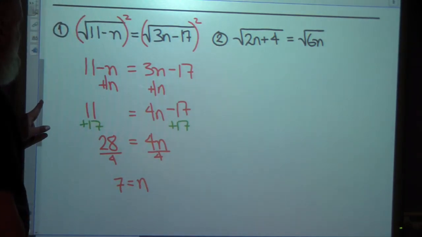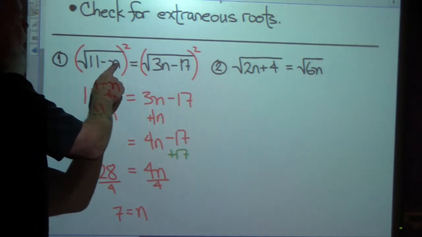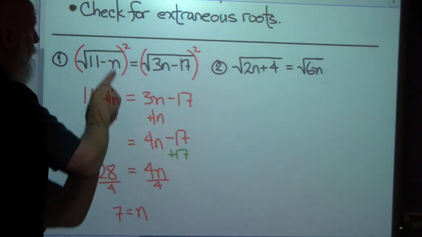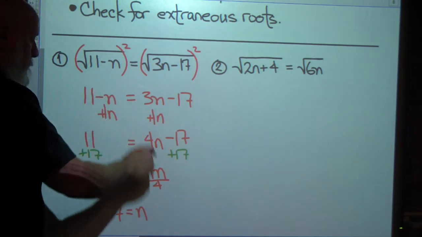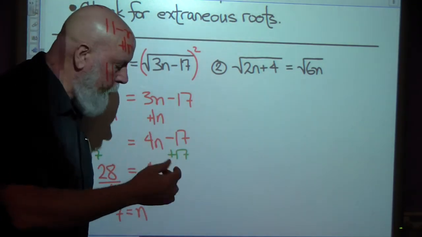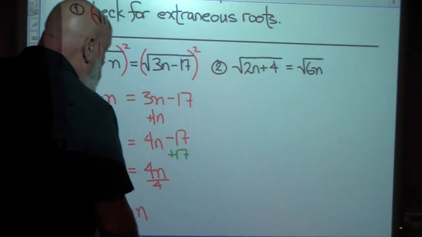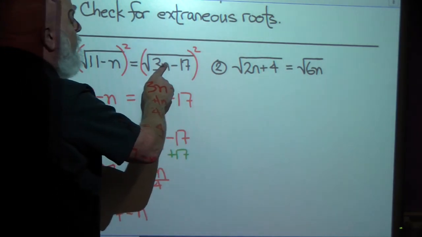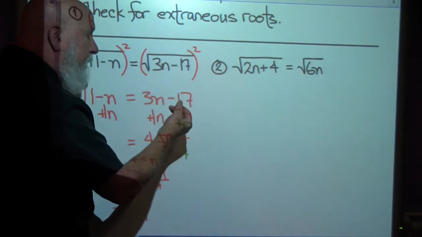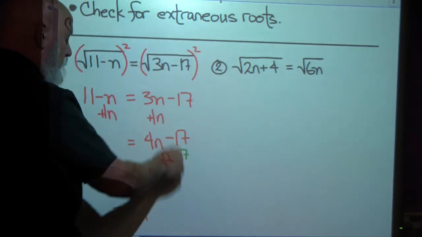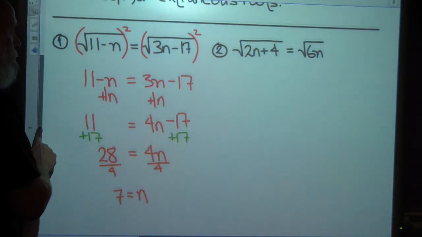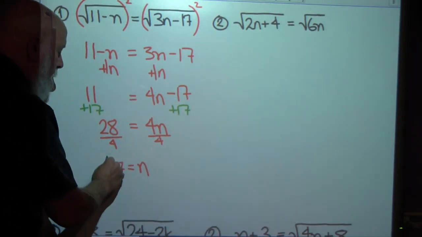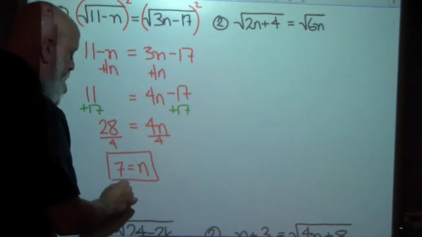And then I plug it in and see if it works. 11 minus n, which is 7, is 4. The square root of 4 is 2. And that's the principal square root. We're talking about the positive square root. And if I plug in a 7 right here, I get 21 minus 17, that's 4. The square root of 4 is also 2. So this is not an extraneous root. And that worked out just dandy.